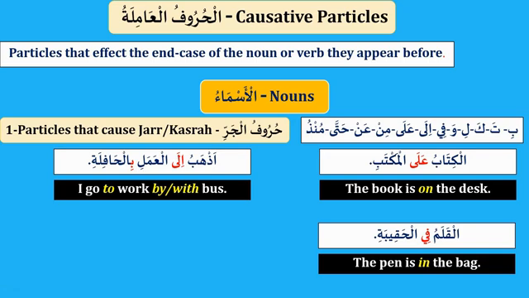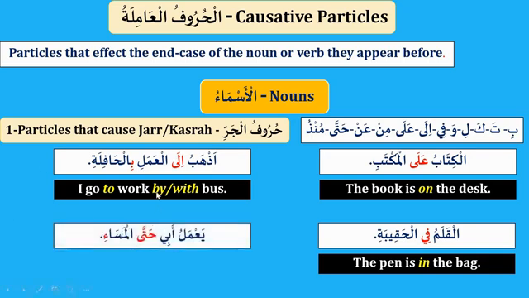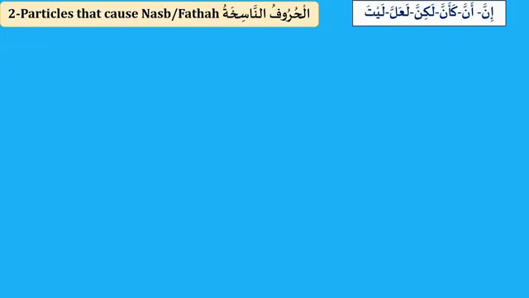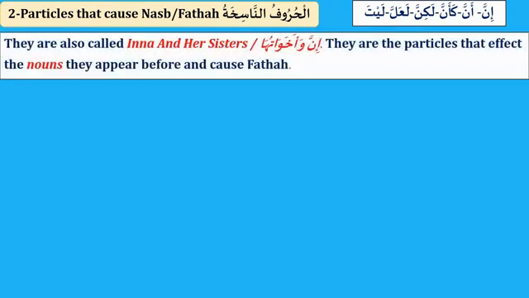Next example. يعمل أبي حتى المساء. My father works until evening. حتى, until. المساء, evening. And the next one, الحروف الناسخة, particles that cause nasb or fatha. They are إن, أن, كأن, لكن, لعل, and ليت. They are also called Inna and her sisters, Inna wa akhawatuha. They are the particles that affect the nouns they appear before and cause fatha.